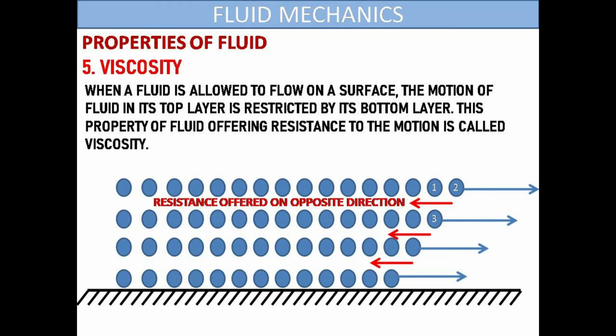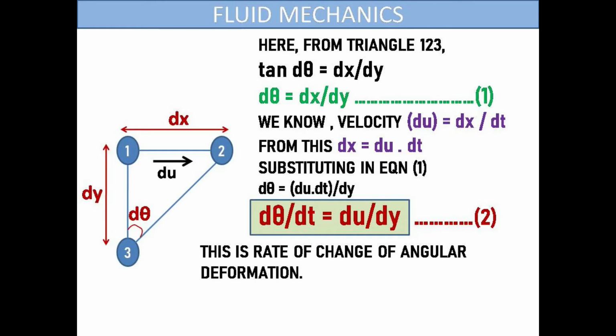Consider fluid molecules 1, 2, and 3 as shown in the figure. Now, we are analyzing these three molecules by simple trigonometry. Join 1 to 2, 2 to 3, and 3 to 1, resulting in a triangle. As all the dimensions are very small, horizontal distance is taken as dx, vertical distance as dy. An angle, d theta, is considered as shown in the figure.